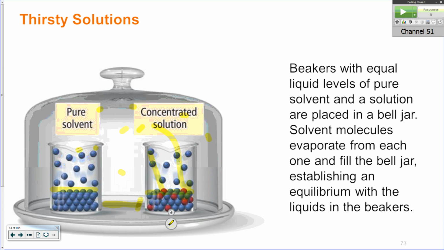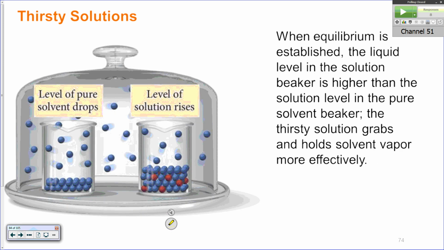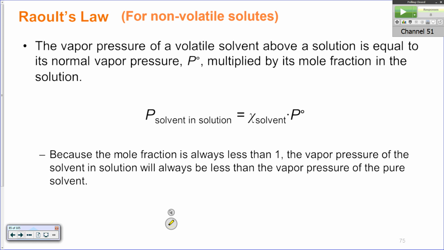So if you let it sit there overnight and come back, what you'll see is that one cup is greatly diminished, and the other cup increases by the amount the other one went down. What we call a thirsty solution. So we can see these colligative properties occur in very simple demonstrations and show that they work.